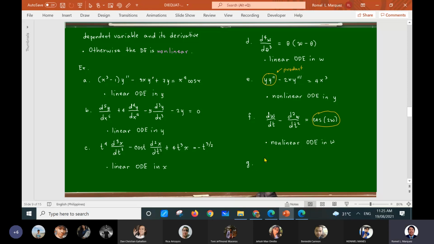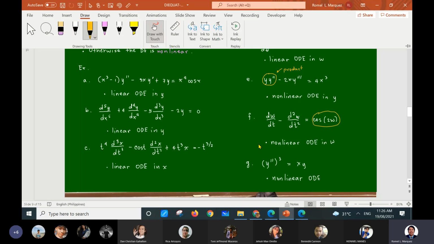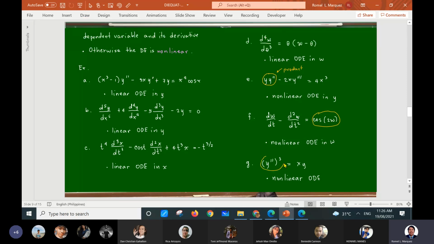What about if I have (y double prime) quantity cubed equals x y prime? Why is it non-linear, guys? This is also non-linear. Why non-linear? Because of what? Exponent of what? Because of this, no? The exponent is 3. Okay, guys?